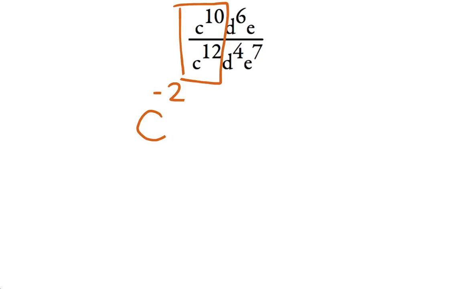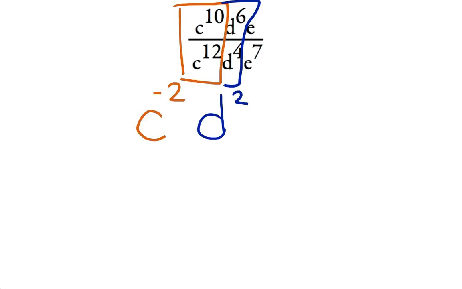I'm going to move on to my d's now. I have d to the power of 6 divided by d to the power of 4. When I divide, I subtract my exponents. That's going to give me d to the power of positive 2.